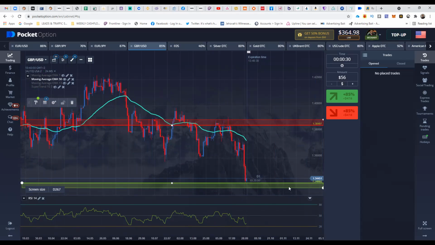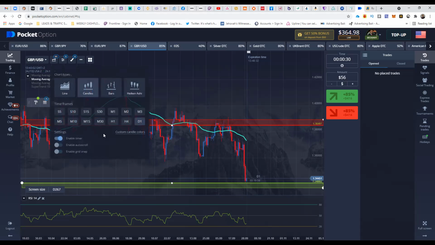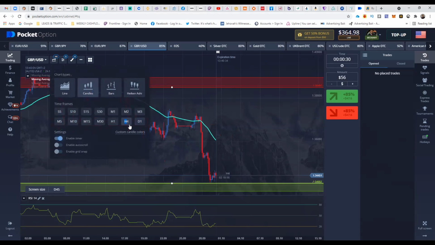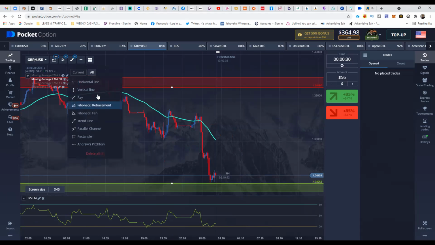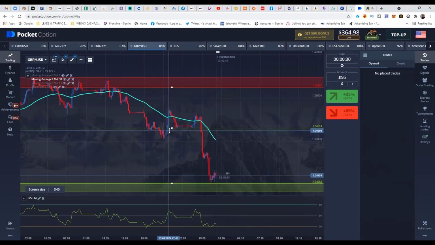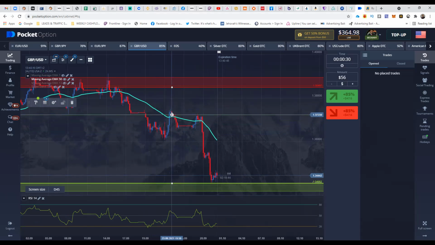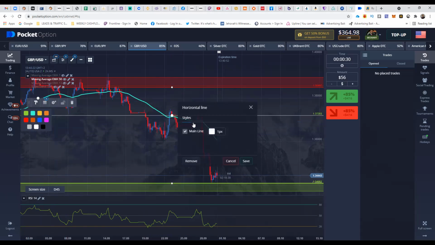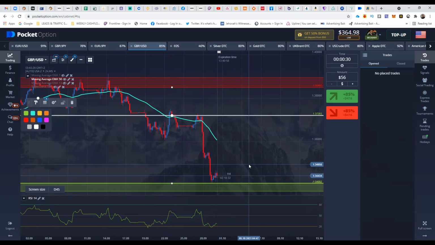All right. Now we're going to go to the 4-hour time frame, and then I'm going to take another horizontal line and put it in the middle where price respected support or resistance. So I'm going to actually put it here on this most recent high here. Then I'm going to make it white. We're going to change the thickness of that.